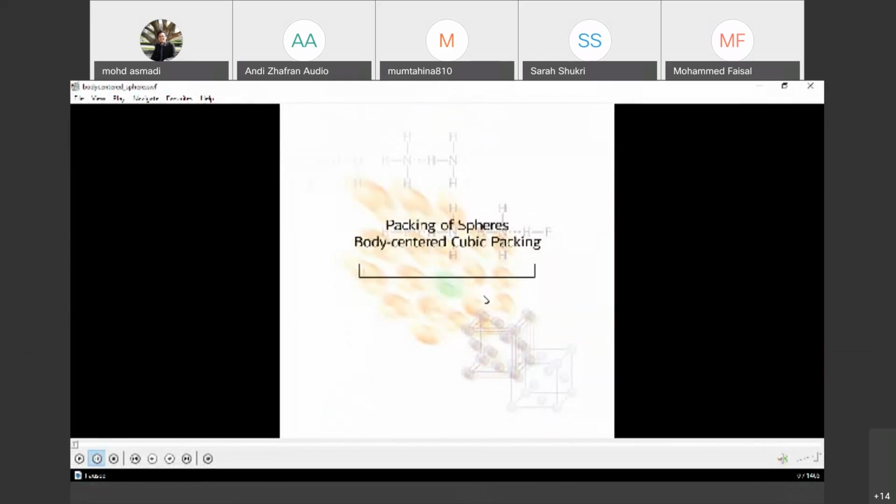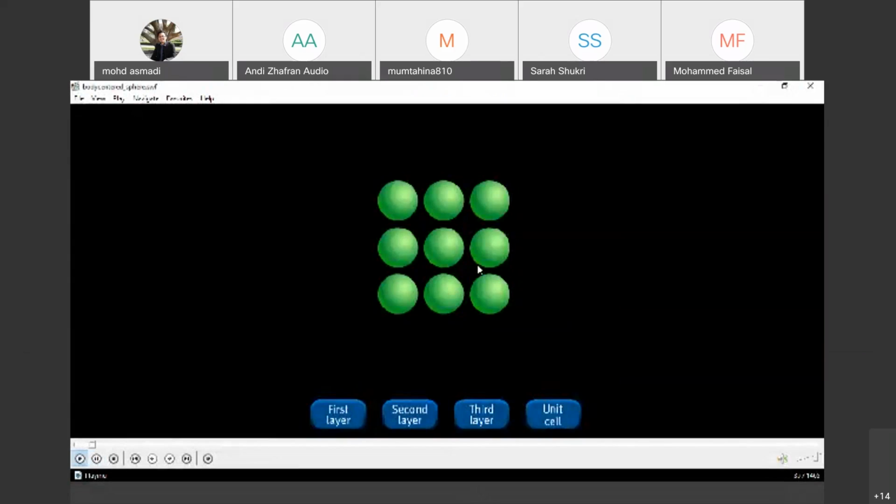To explain packing, bonding and structure of metallic crystals, we assume that the atoms are spherical. The spherical atoms can be packed together in different arrangements. Some arrangements are more efficient ways of packing spheres than others. Body-centered cubic packing is 68% efficient. 68% of the space is occupied by atoms, while 32% is empty space.